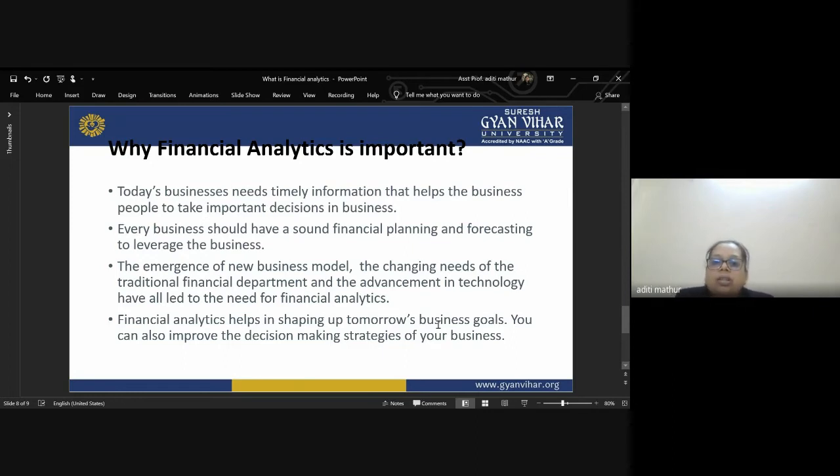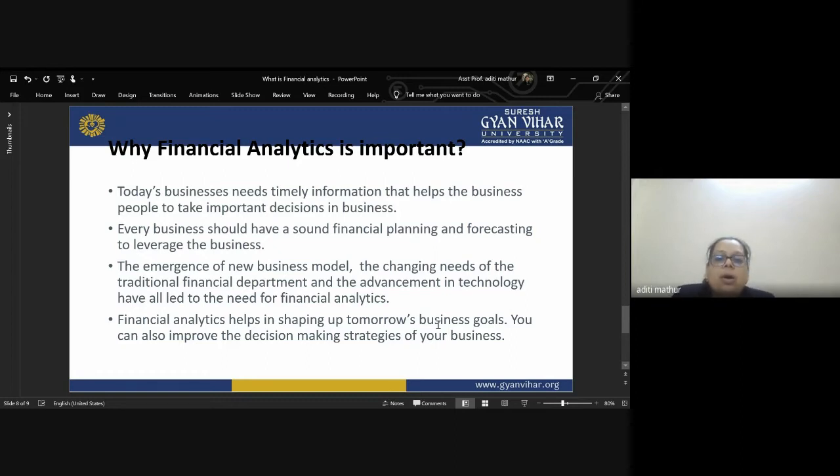Every business should have a sound financial plan and forecast to leverage the businesses. If you are planning to start your new venture, or you want to have a new product launch, or you want to merge, or you want to liquidate and shut down your business, for all that planning, for all that forecasting, for all that calculation, you need financial data. And financial analytics supports you to know all those decision making and planning and forecasting.